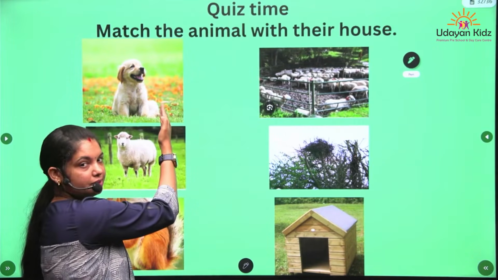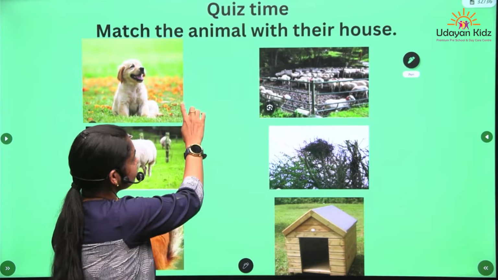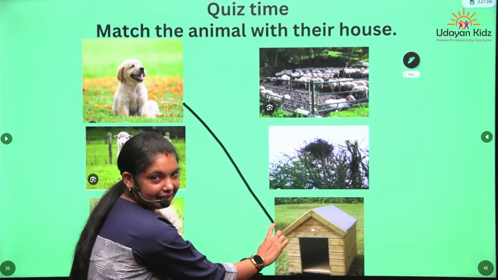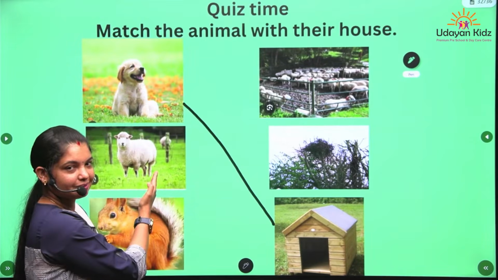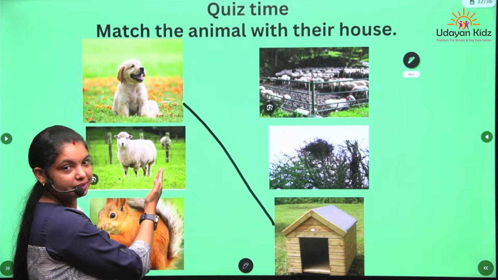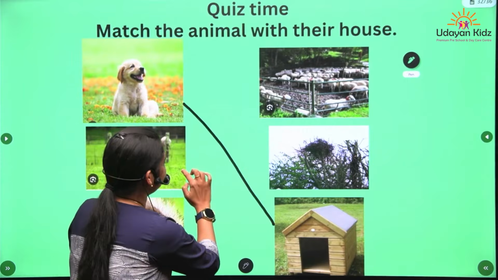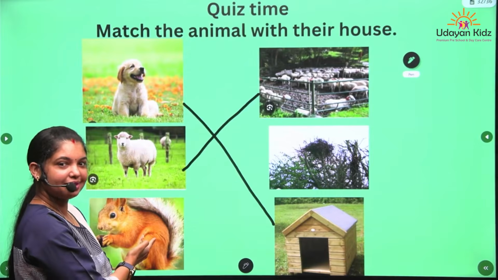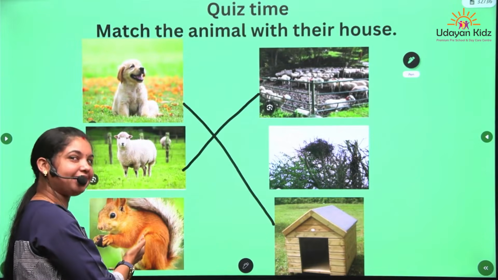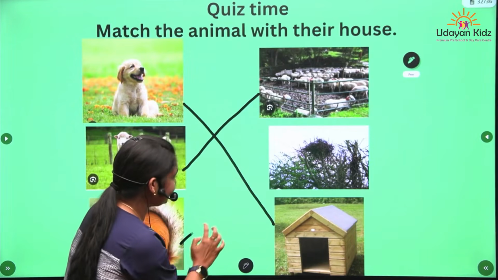Which animal is this? This is a dog. The dog lives in the kennel. And which animal is this? This is a sheep, and the sheep lives in the pen. And which animal is this? This is a squirrel and the squirrel lives in the tray. Very good children. Good job.